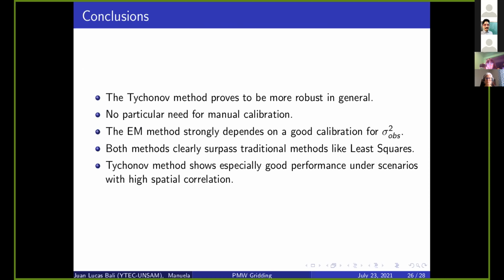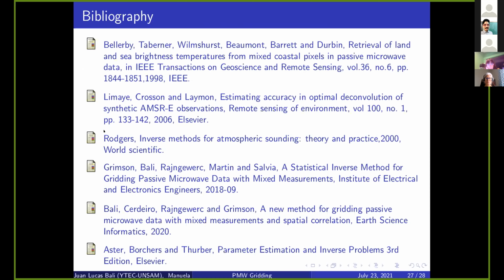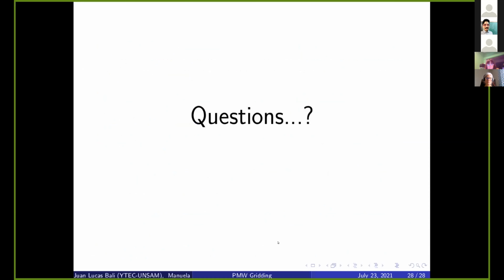A little bibliography, some papers. I especially recommend, I'm sure everyone in this room knows this book from Rodgers, Inverse Methods for Atmospheric Sounding, a beautiful book. Well, we also used a lot from Aster, I didn't put the year, sorry, Parameter Estimation and Inverse Problems, which gave us the motivation for this kind of fast cross-validation procedure. And well, essentially, I think that's pretty much everything. I don't know about time, but essentially that's my presentation.